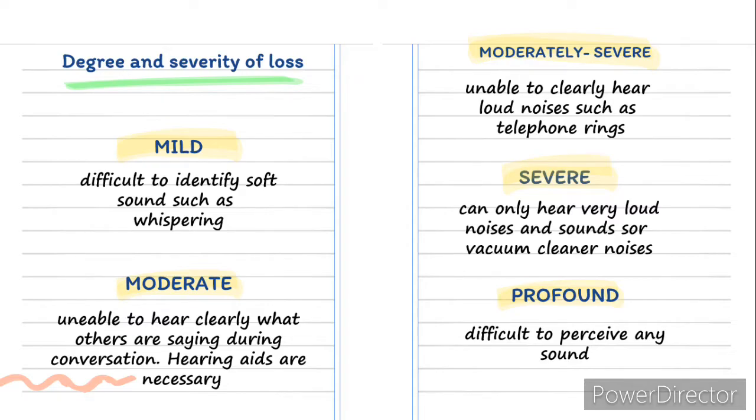For the moderate loss, a person will be unable to hear clearly what others are saying during conversation. For the moderately severe loss, the person will be unable to clearly hear loud noises such as telephone rings. For the severe loss, a person can only hear very loud noises and sounds such as shouting or vacuum cleaner noise. And lastly, for the profound loss, a person will have difficulty perceiving any sound.